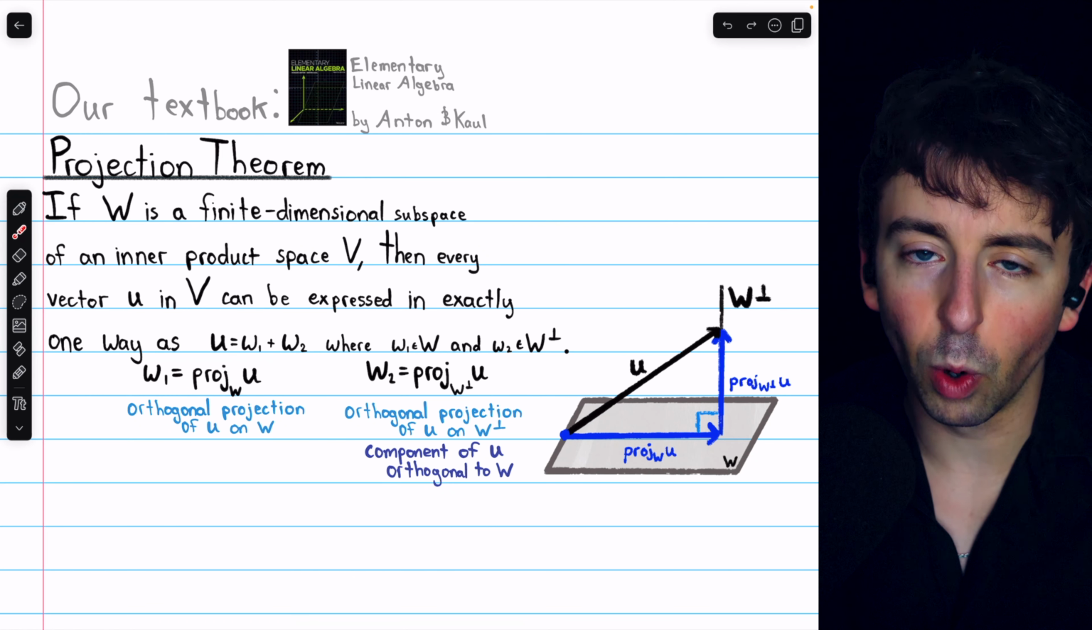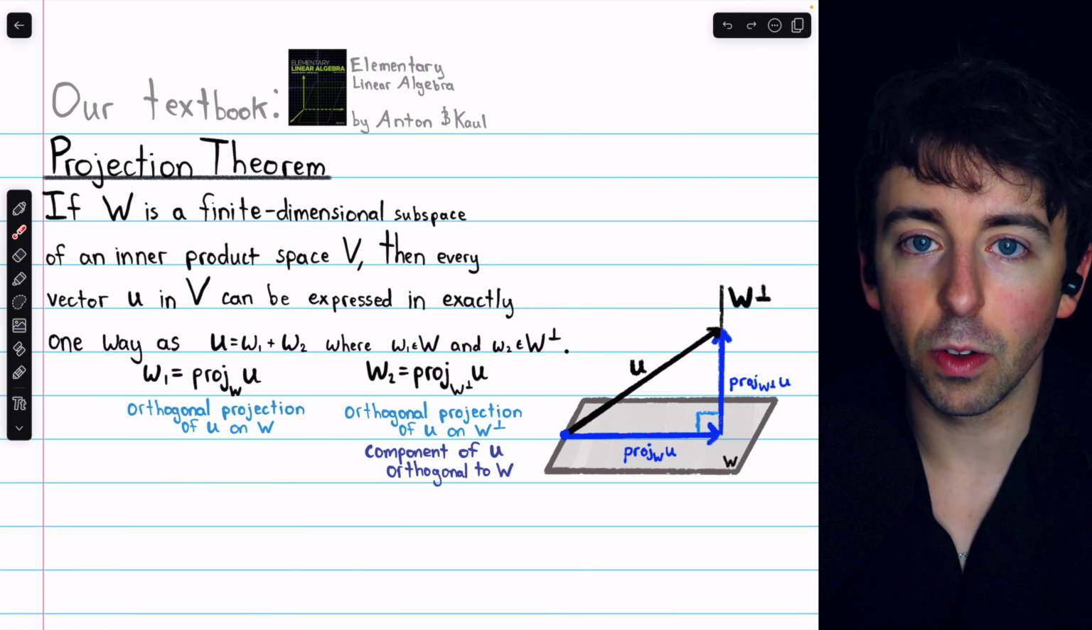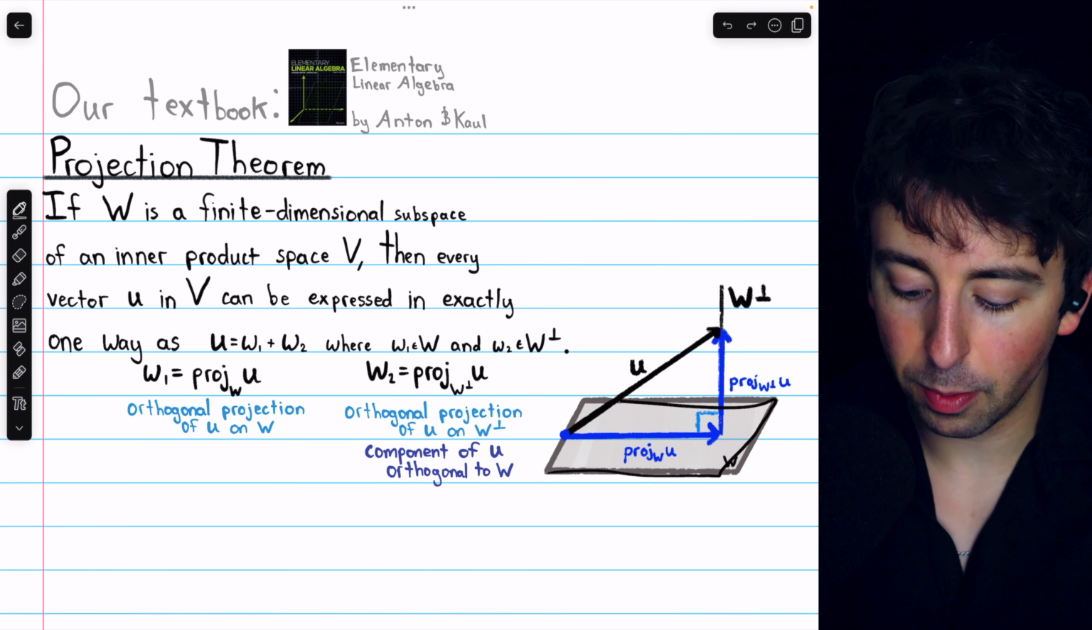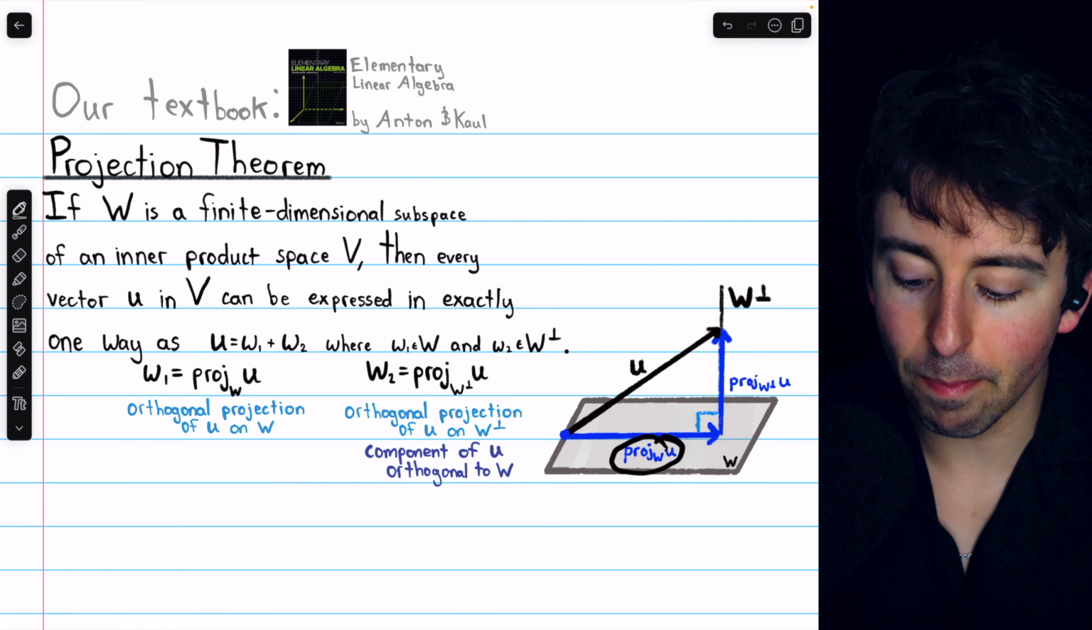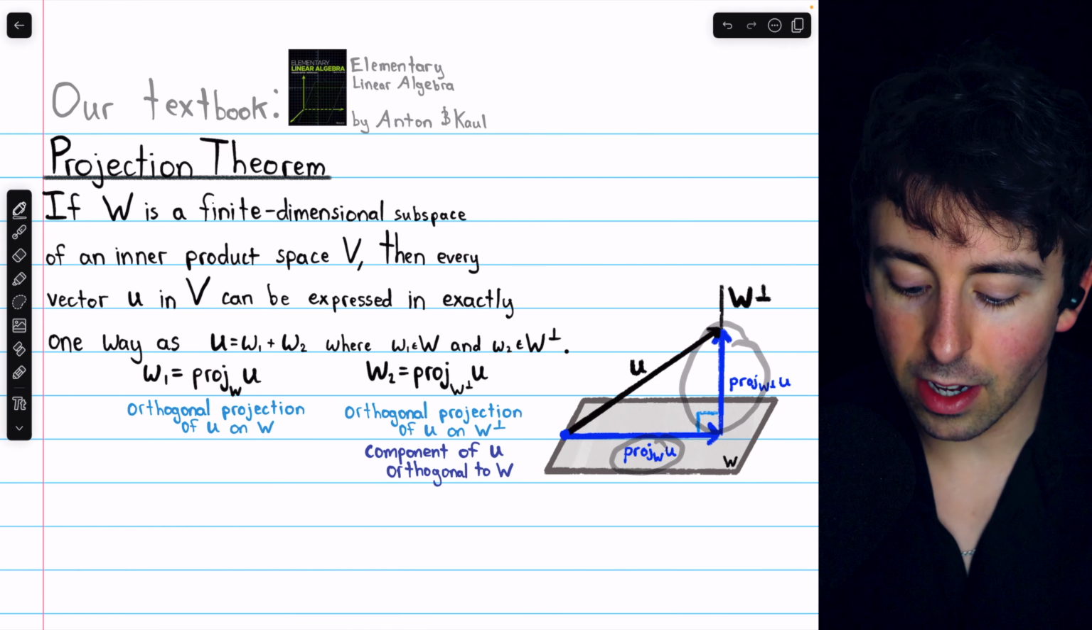Here's a picture of what's going on in R cubed. The idea is if we have this subspace W, which is just a plane in three-dimensional space, and we have this vector u, we could consider the orthogonal projection of u onto the plane. And then we could also consider the component of u which is orthogonal to the plane. And notice how the component of u that is orthogonal to the plane lies on the orthogonal complement, which is this subspace that's orthogonal to W.